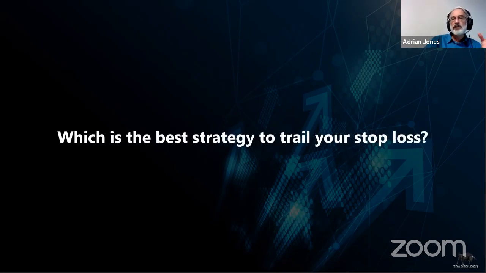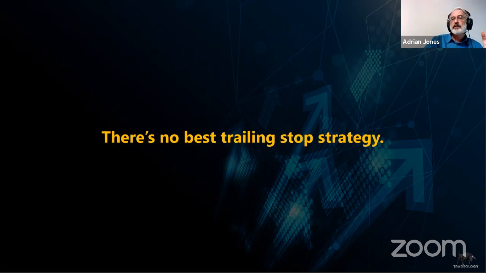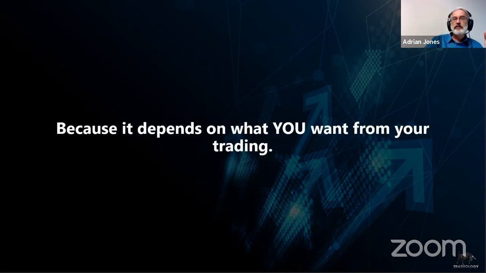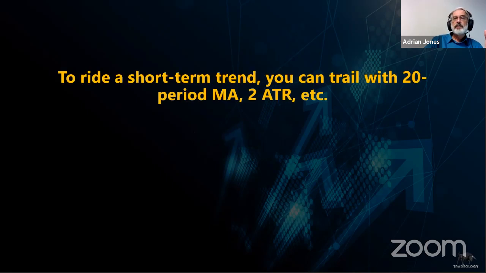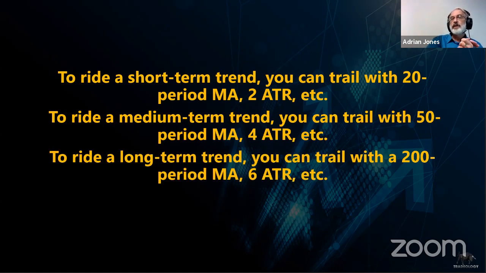Now, you might be wondering, which is the best strategy to trail your stop loss? Now, I'll be honest here, there's no best trailing stop strategy. There is none, because it depends on what you want from your trading and the particular system you're trading. So for example, if you're in a short-term trend with your system, you can trail with a 20-period MA, as I mentioned. You could also use a 2 ATR, etc., for those of you who are familiar with that. To ride the medium-term trend, you can trail with a 50-period MA. Or to ride a long-term trend, you can trail with the 200-period MA or 6 ATR.